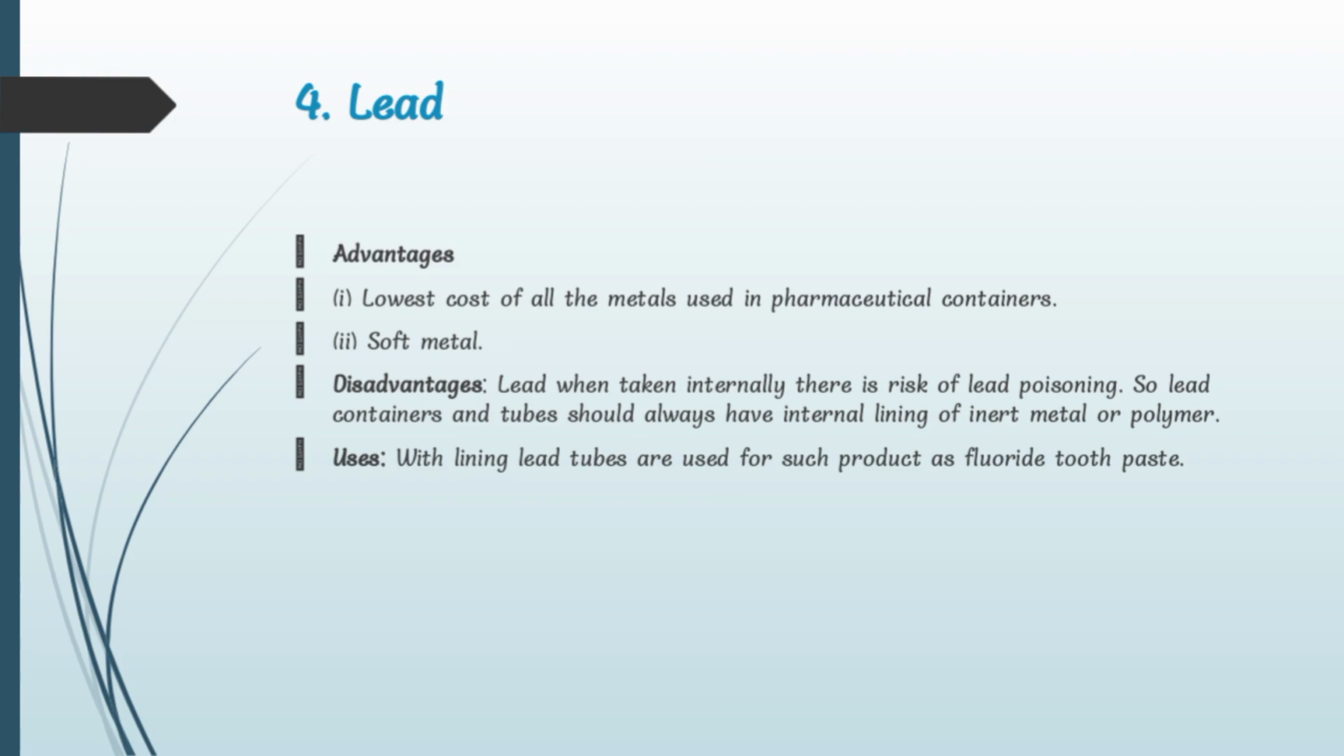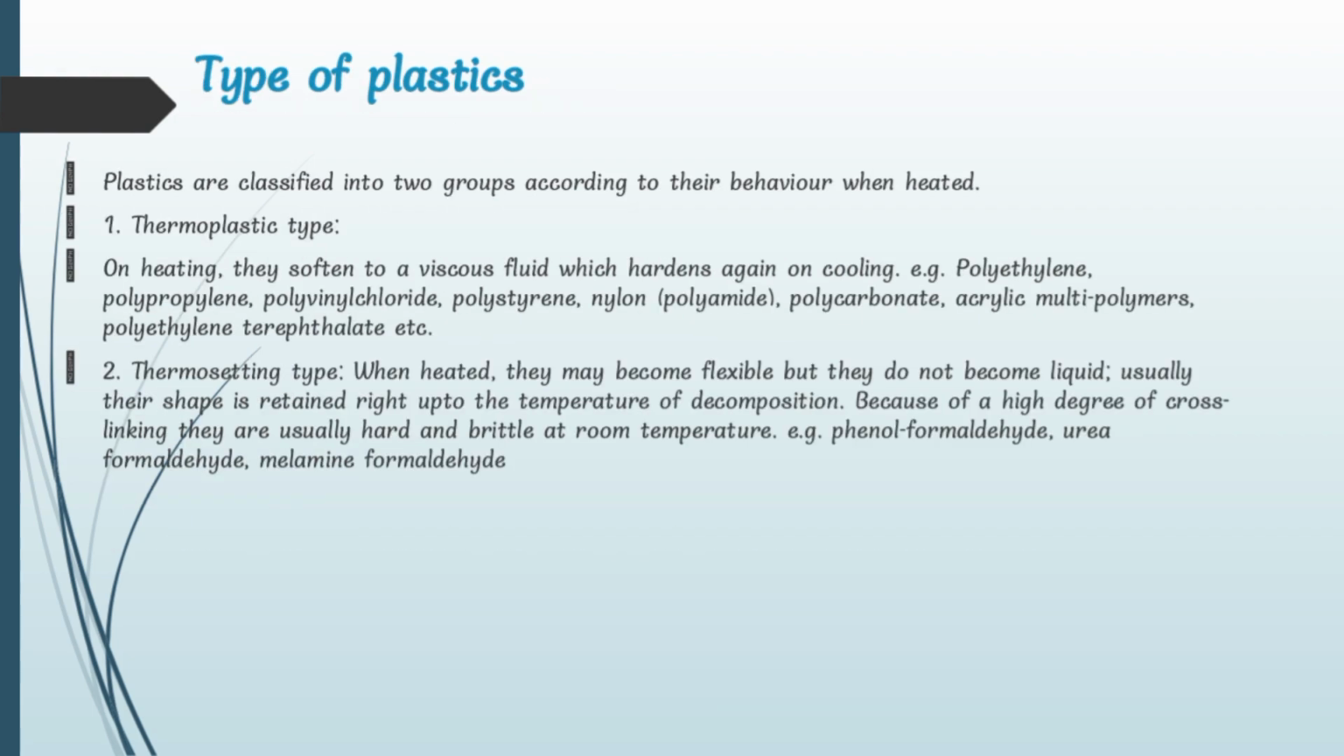Types of plastics. Plastics are the material which is widely and nowadays largely used, and for a variety of products plastic is used as a packaging material. Plastics are classified into two groups according to their behavior when heated. First is the thermoplastic type. On heating, they soften to a viscous fluid which hardens again on cooling. Means once the plastic is melted, after cooling it hardens.